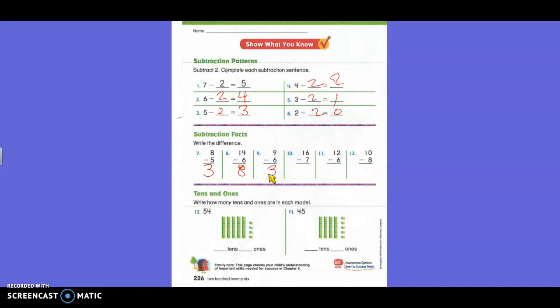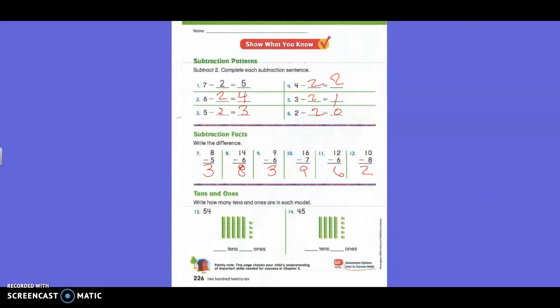16 minus 7. Jaren? 9. 12 minus 6. Chase? 10 minus 8. Grayson? 2.